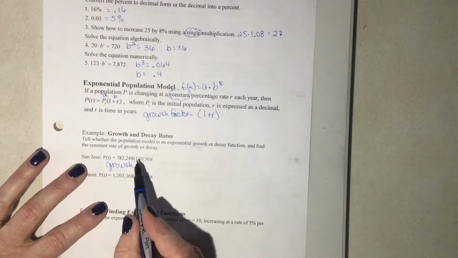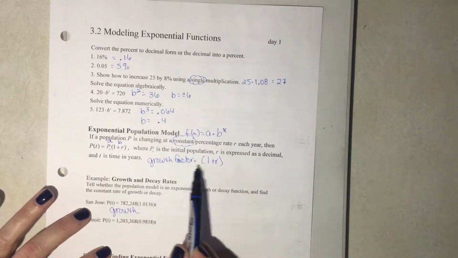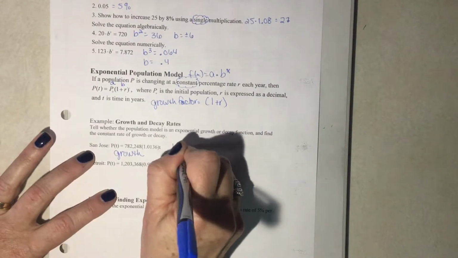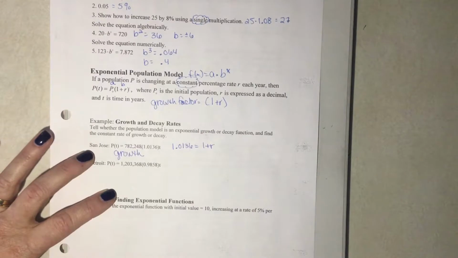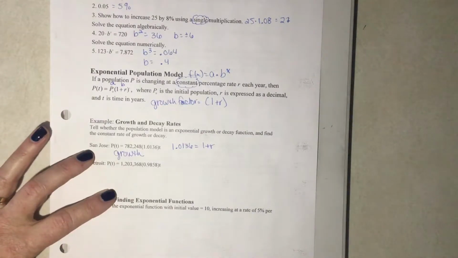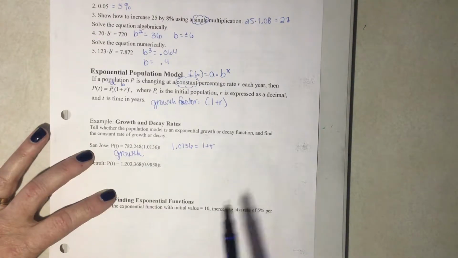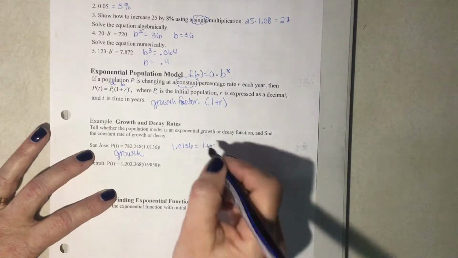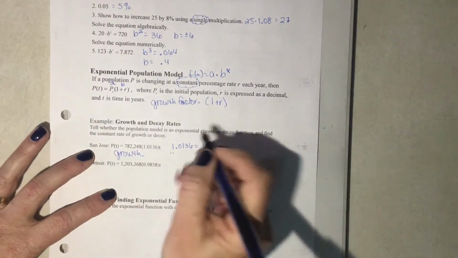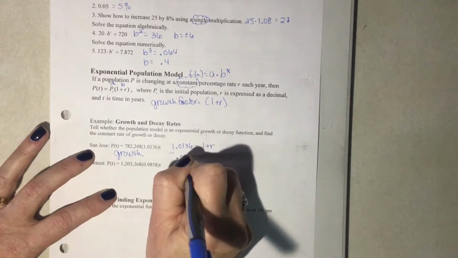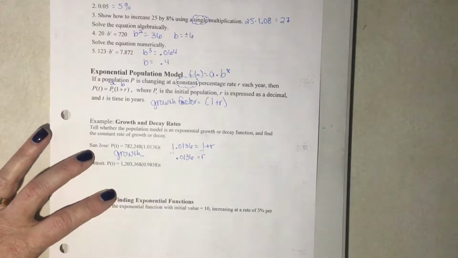So I'm going to set my growth factor, because I know the growth factor is equal to 1 plus the rate, equal to 1 plus r. What do I do to both sides? Subtract 1. So my rate ends up to be 0.0136.